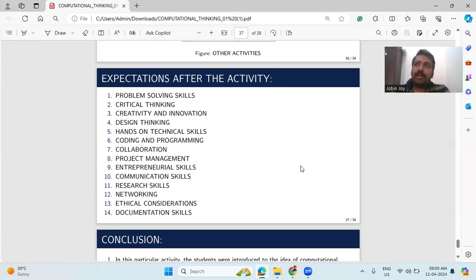So there are so many expectations, but I'm listing some 14 expectations from you. Documentation skills. You have to submit a comprehensive report to the instructor. After finishing any activity, you will be able to prepare a comprehensive report to the instructor. That means you will be able to share your idea to the outside world through documentation.